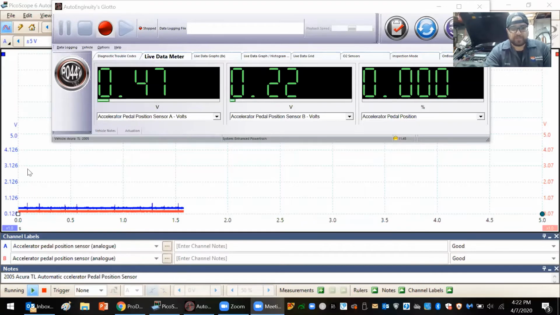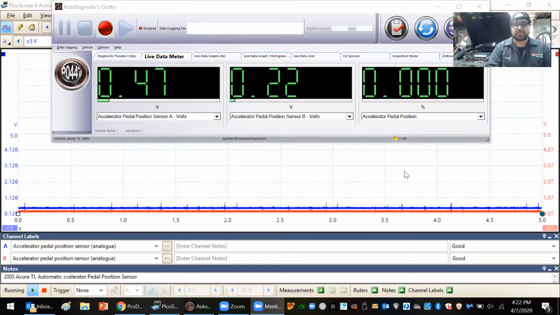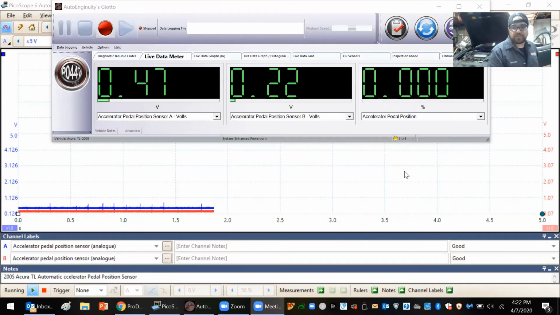Now, I want to show you the live input. So this is the input of what the car is actually, what the electricity is doing, what is being inputted back to the PCM. And I want to show you that. So what I'm going to do is I'm going to go play with the pedal as we look at the numbers on the screen.